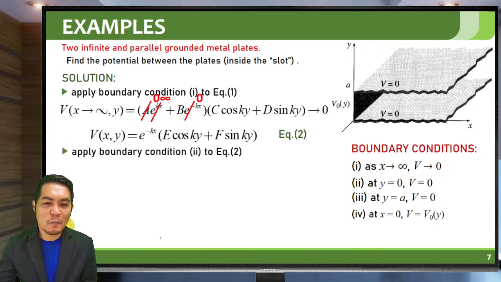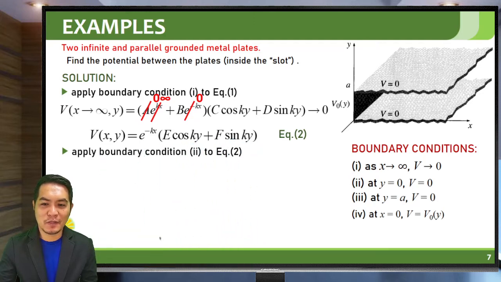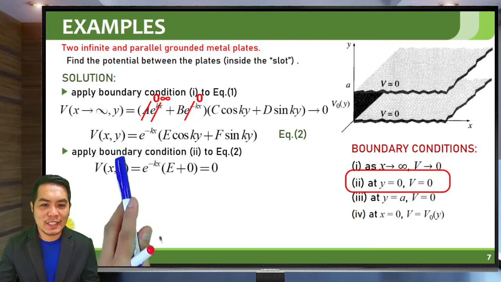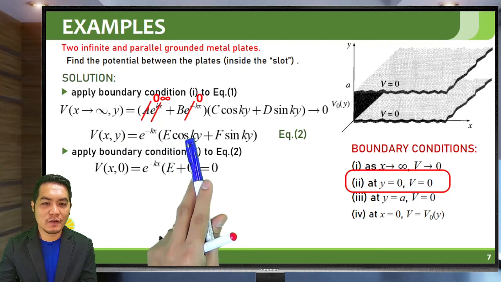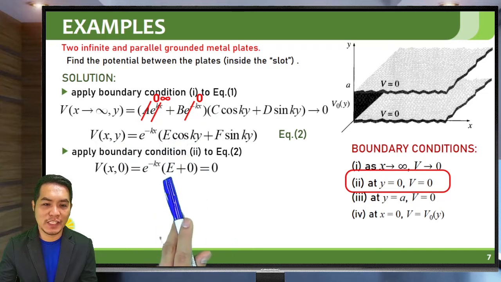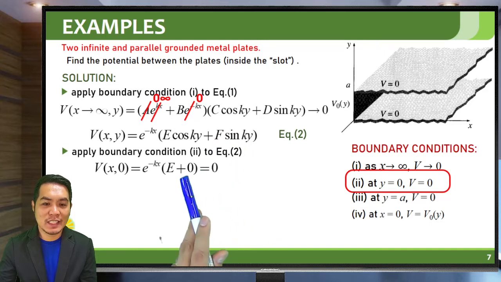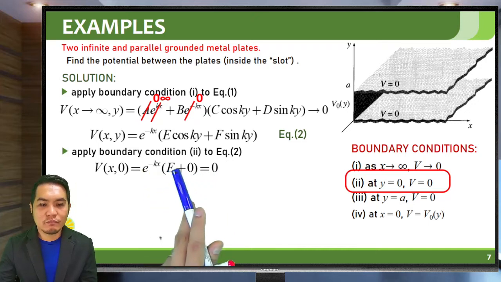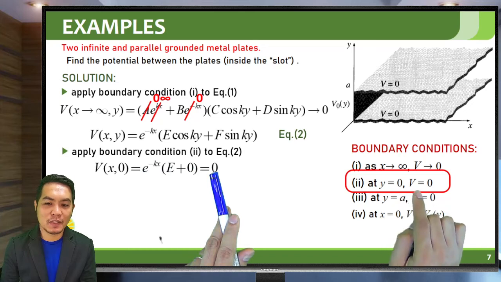Okay, we now apply the second boundary condition to our simplified general solution, to equation 2. So at y is equal to 0, cosine of 0 is 1, so it's just e. And then at y equal to 0, sine of 0 is 0. And this potential must be equal to 0 because this is our boundary condition. The potential must be equal to 0 at y equal to 0.